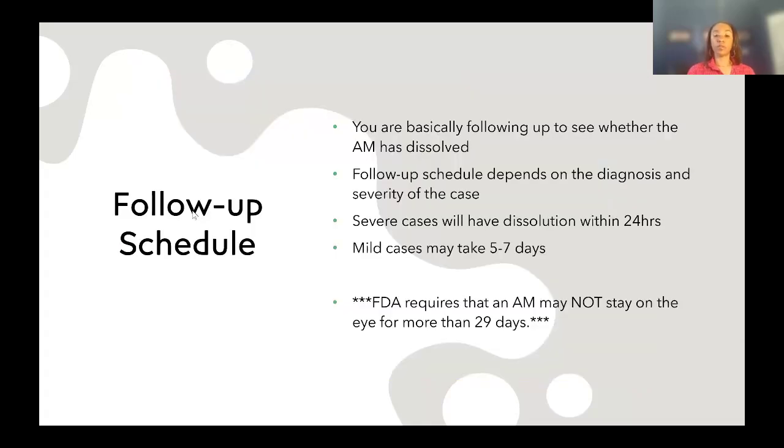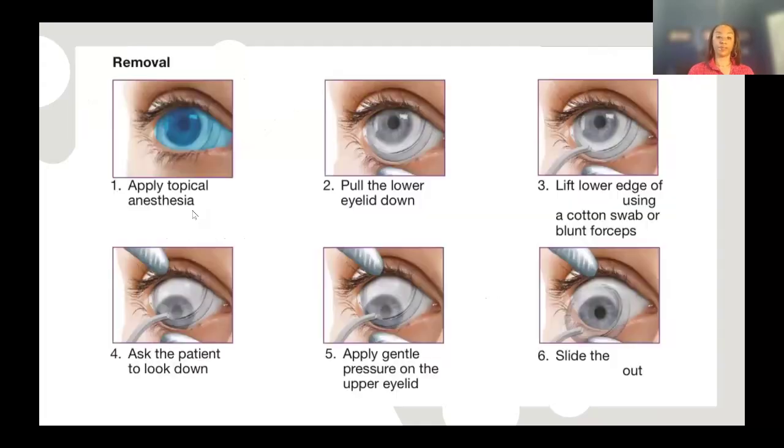Follow-up schedule, you are basically just following up to see whether the membrane has dissolved. For very, very severe cases, like a really 4++ SBK situation or an infectious ulcer, a membrane will dissolve in 24 hours. But for milder cases, it can take up to a week. The FDA requires that an amniotic membrane cannot stay on the eye for more than 29 days. If it's on the eye for almost a month, it probably shouldn't be on the eye anyway. So more than likely, the membrane will resolve within a week.